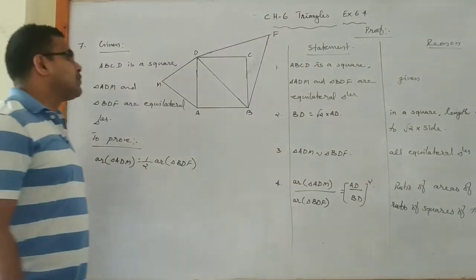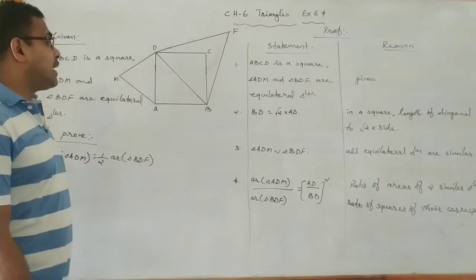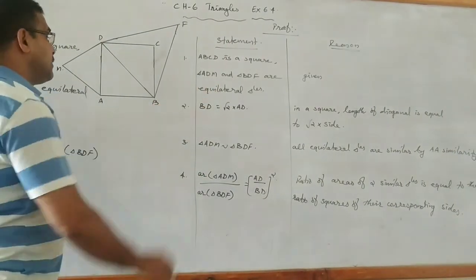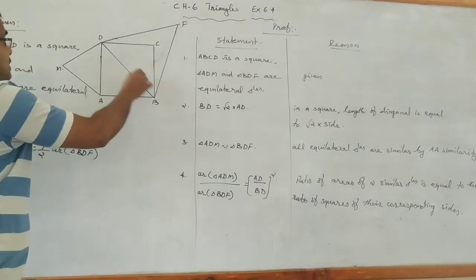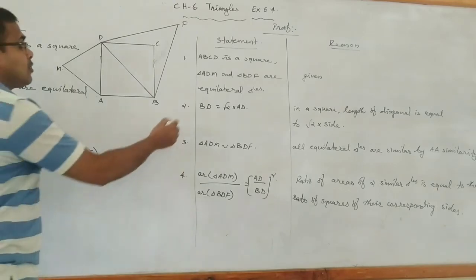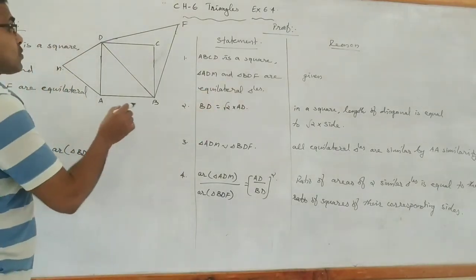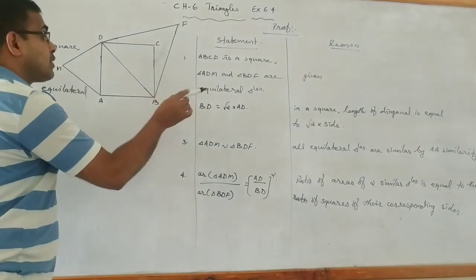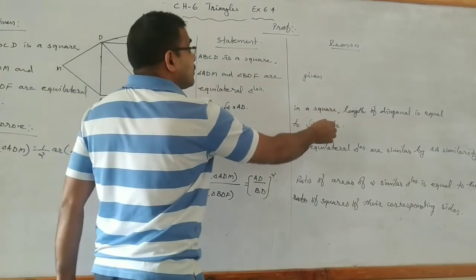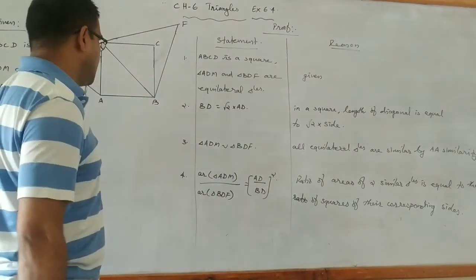See the proof. First statement, the given things: ABCD is a square, triangle ADM and triangle BDF are equilateral triangles. That is given. Now you listen. In a square we know BD is the diagonal of the square. Then what will be the length of BD? BD equals root 2 into AD. Reason: in a square, the length of the diagonal is equal to root 2 into the side of the square. By using the Pythagoras theorem, you can get it.